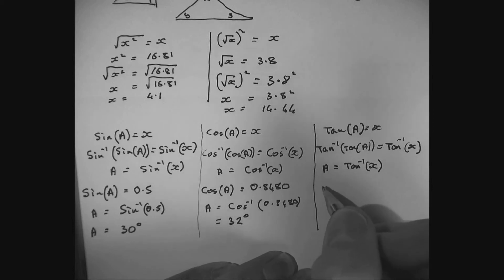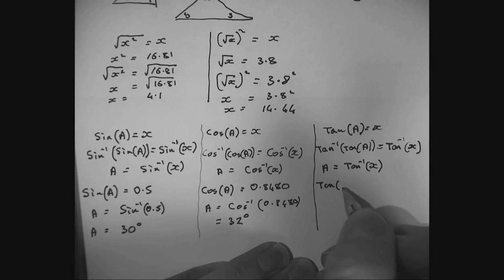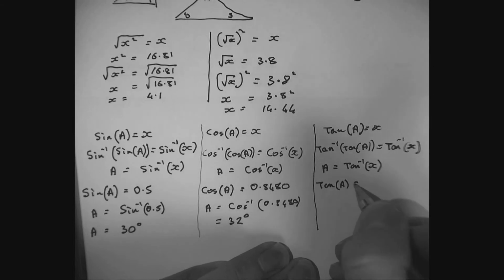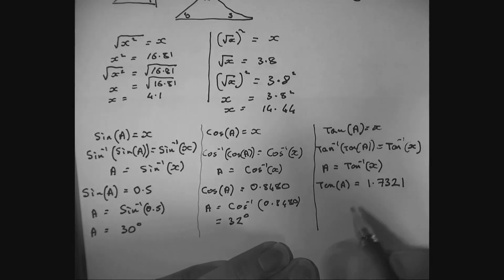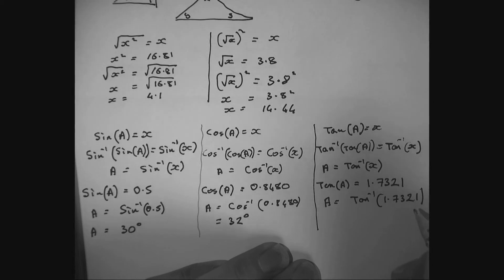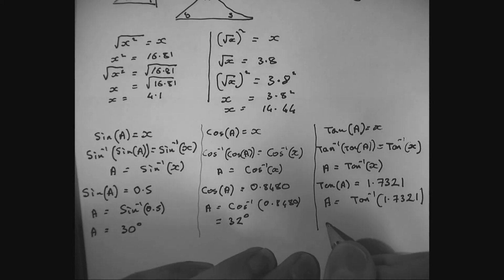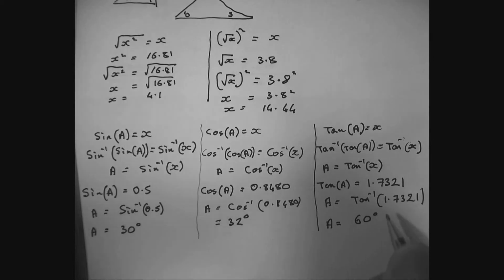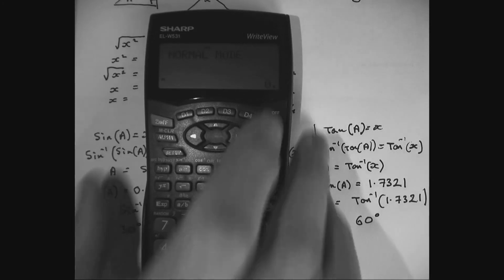A concrete example would be if we're told the tan of the angle A equals 1.7321. Taking the inverse tan of each side of this, the inverse tan of tan just leaves A. A equals the inverse tan of 1.7321. Doing a bit of calculator work, we get A equals 60 degrees. And let's look how we got that on the calculator.